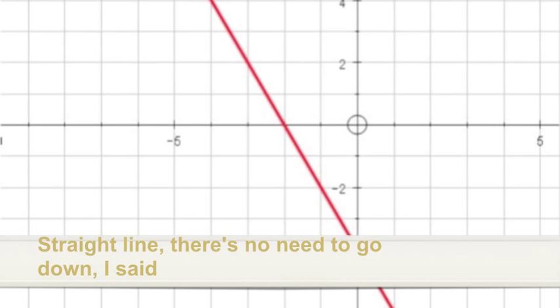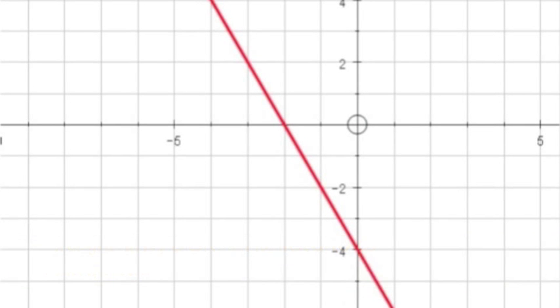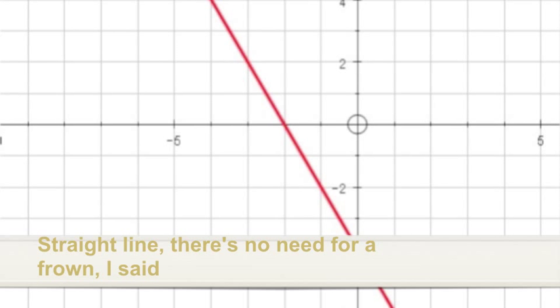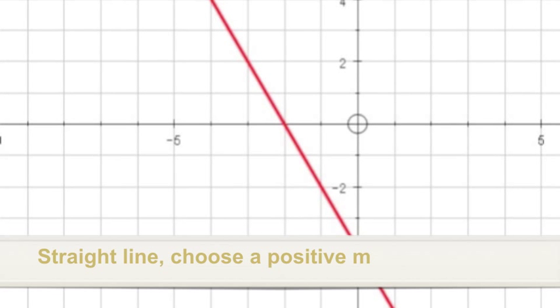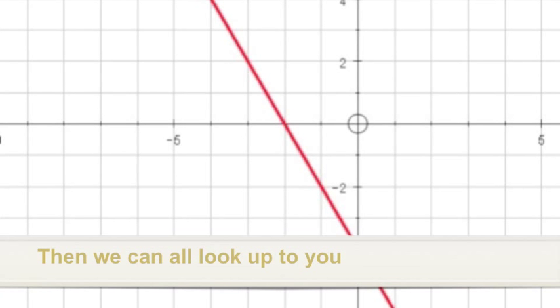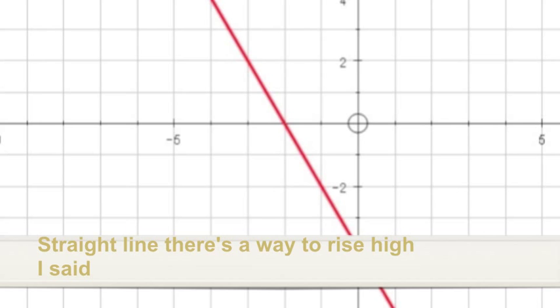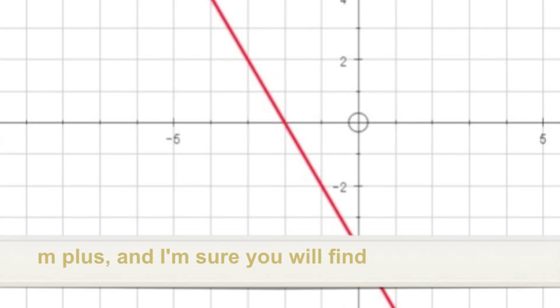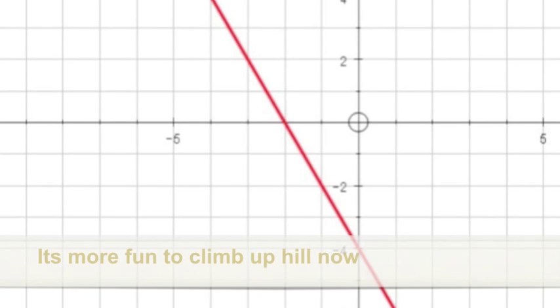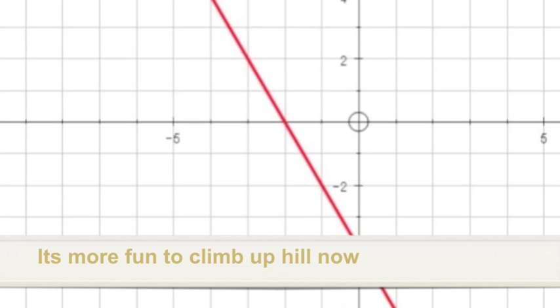Straight line, there's no need to go down. I said straight line, there's no need for a frown. I said straight line, choose a positive bend that we can all look up to you. Straight line, there's a way to rise high. I said straight line, reach up, up for the sky. Keep your M plus, and I'm sure you will find it's more fun to climb uphill now.